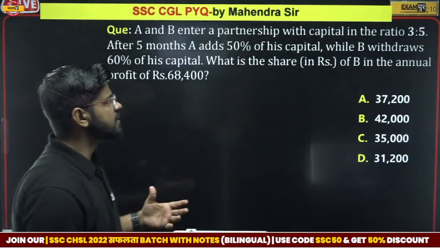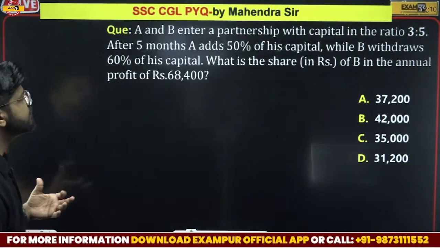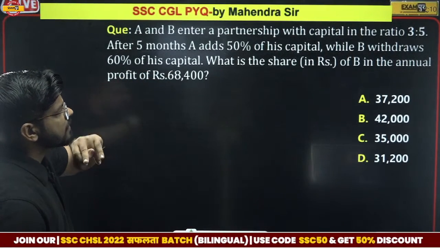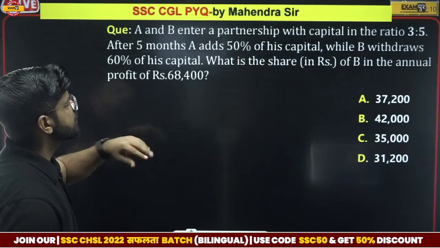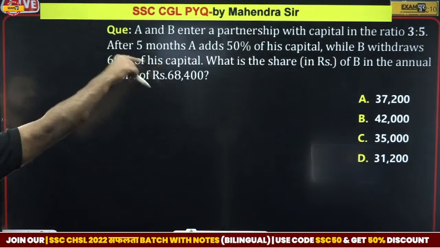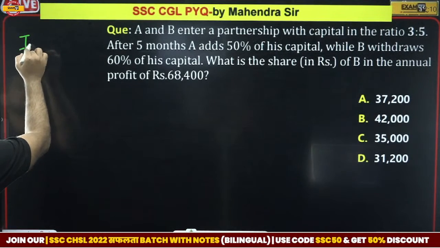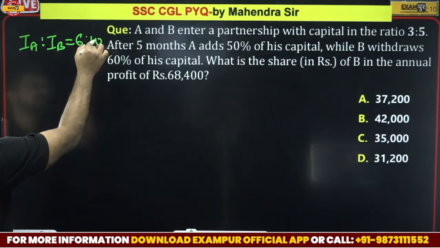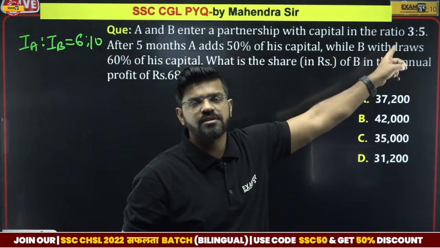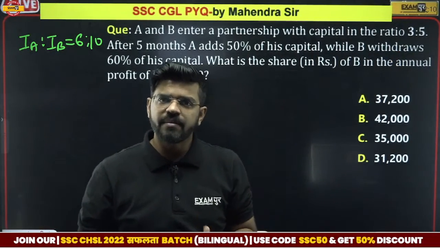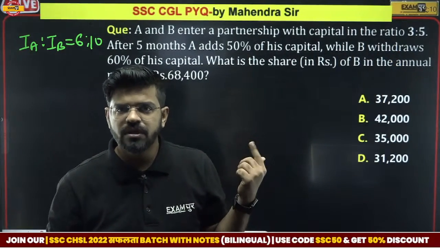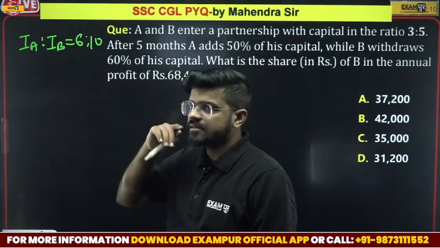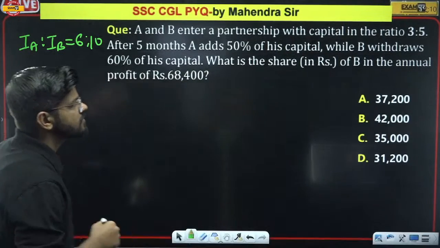A and B enter a partnership with capital in the ratio 3:5. After 5 months, A adds 50% of his capital while B withdraws 60% of his capital. Let's suppose the capitals were IA ratio IB as 6:10. I have multiplied 2 to both sides. We can do that because in a ratio we can multiply any number to both the numbers. So 2 into 3, 2 into 5, that means we can write the capitals as 6:10.